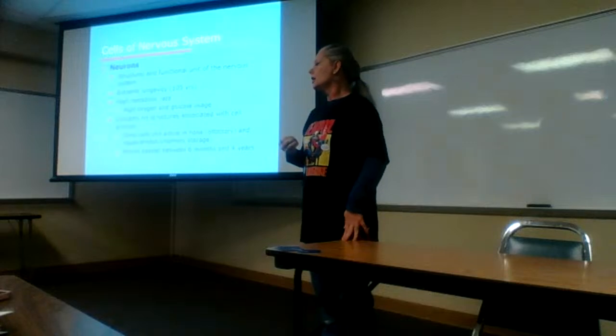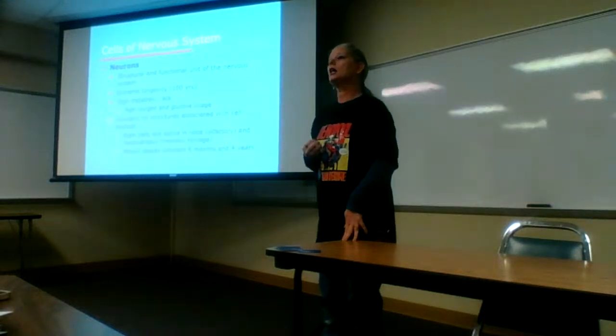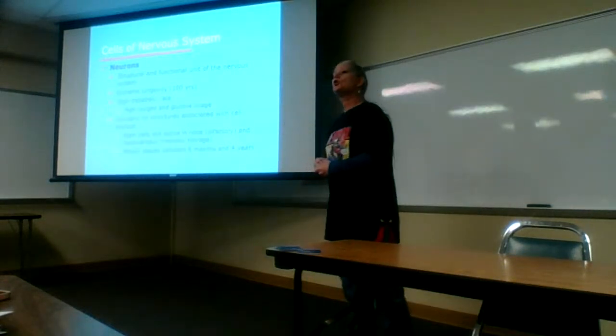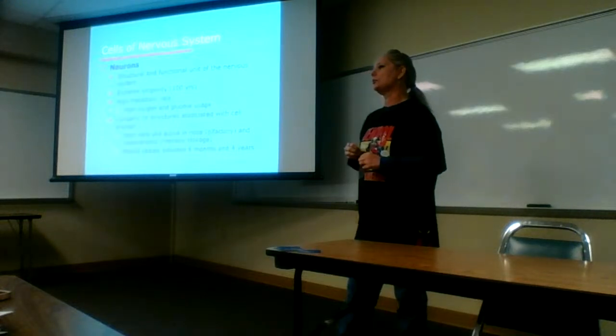If they don't get it, they're little prima donnas. They just die. Kind of like those little princess people. If they don't get their way, they throw a fit and just leave. In this case, leaving means death. So we need lots of oxygen. We also need lots of sugar. Neurons only eat sugar. They do not eat fat. They do not eat protein.